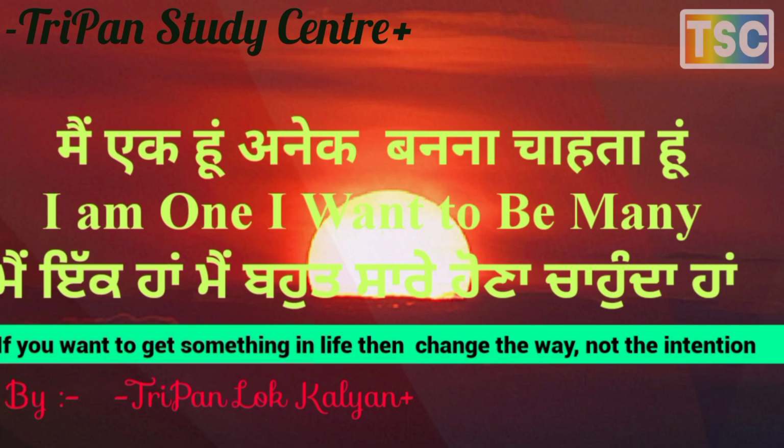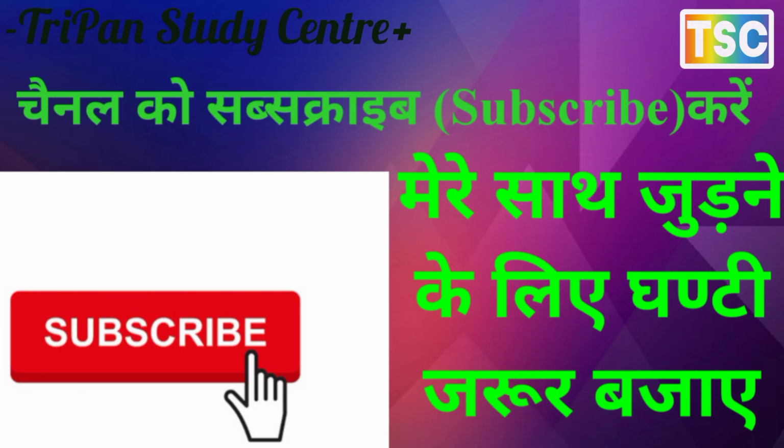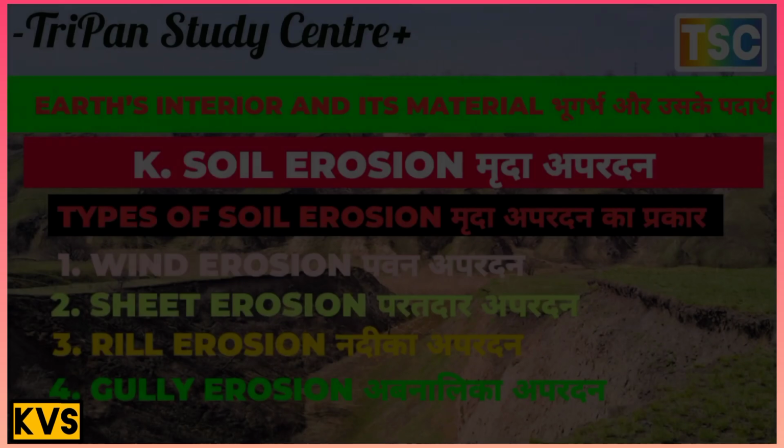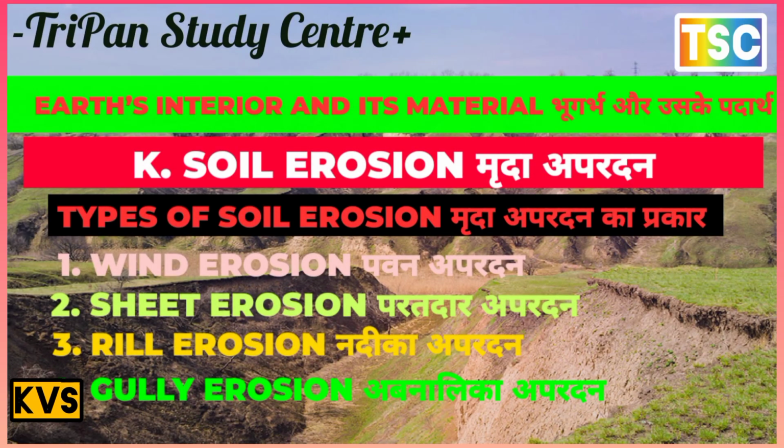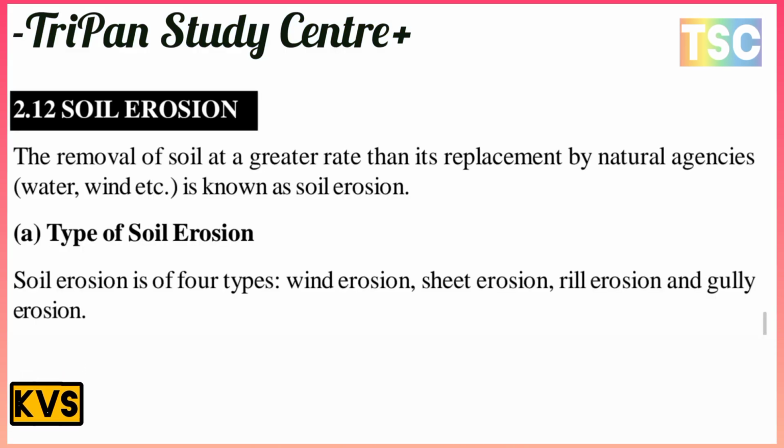Today we are going to see the chapter of geography, and what is our topic today? Soil erosion. It is the most important topic for all class students. Soil erosion is the removal of soil at a greater rate than its replacement by natural agencies. The natural agencies here are water and wind.